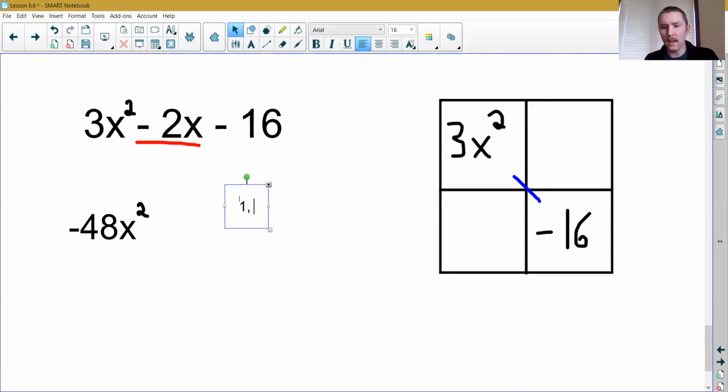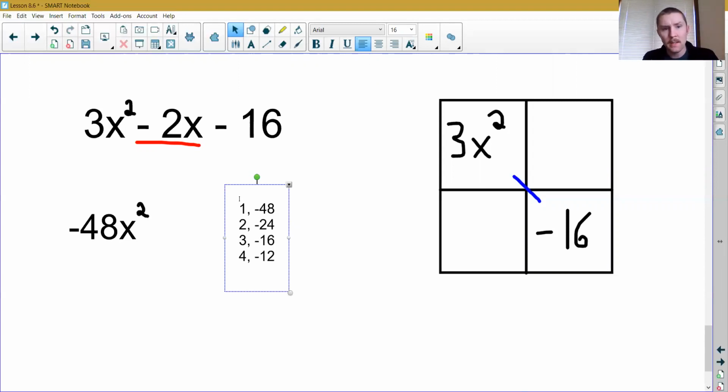Well, I could do 1 and negative 48, but that's going to add up to definitely not negative 2. I could do 2 and negative 24. That's also not negative 2. I could do 3 and negative 16, which I sort of just did before. Those add up to negative 13, so that's not going to work. I could do 4 and negative 12, that's going to add up to negative 8.